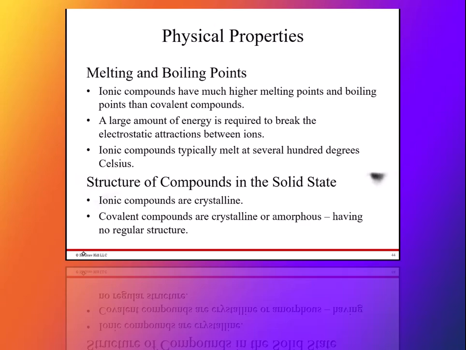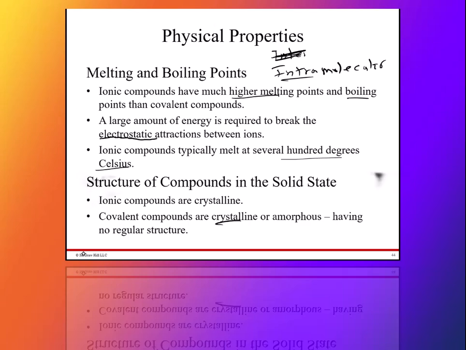Because of that strong attraction, and again, these are called intramolecular forces, the stronger the intramolecular force, the higher the melting points and boiling points tend to be. Intramolecular force is either ionic bonding or covalent bonding. So it takes a large amount of energy to break that electrostatic attraction. So ionic compounds melt at several hundred degrees Celsius. So ionic compounds are crystalline.